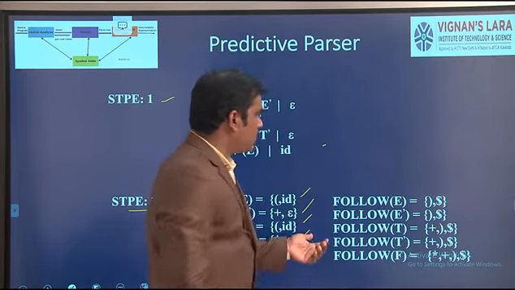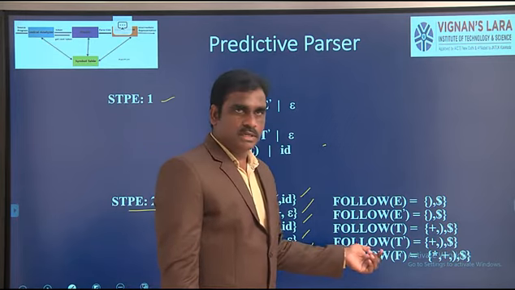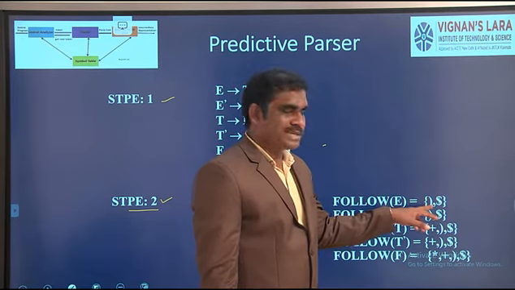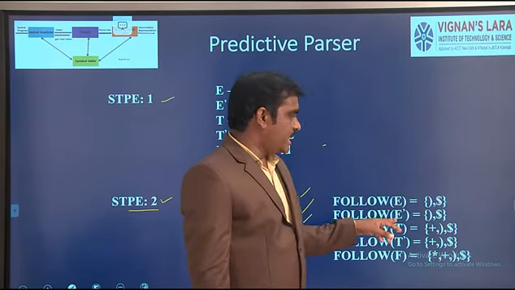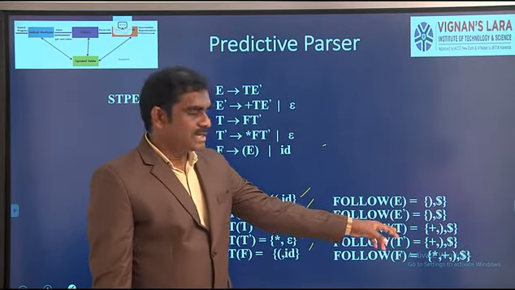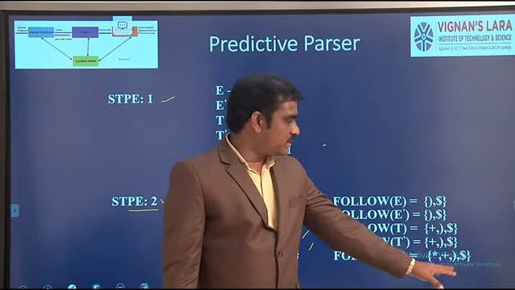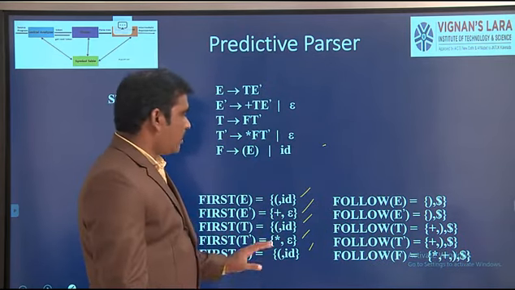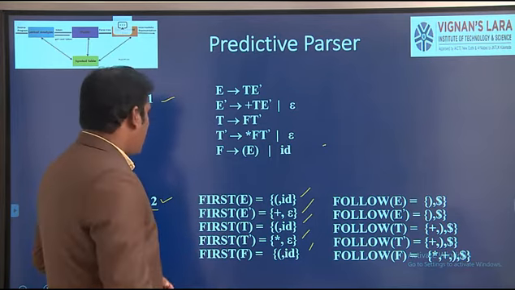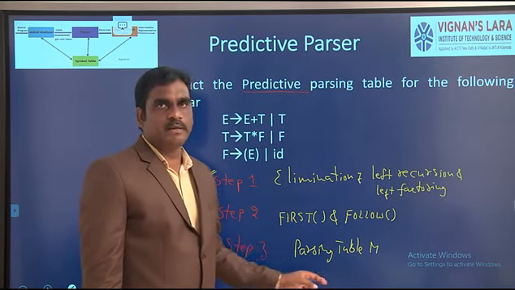Like that, follow of E, follow of E dash, follow of T dash, and then follow of F. Follow of E is closed parenthesis comma dollar. Follow of E dash is the same. Follow of T dash is plus, closed parenthesis and then dollar, and follow of F is star, plus, closed parenthesis and then dollar. So this is the output. Step 1 is elimination, step 2 is first and follow, and step 3 is to construct a parsing table.